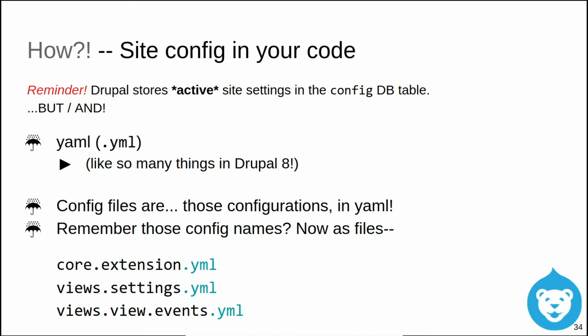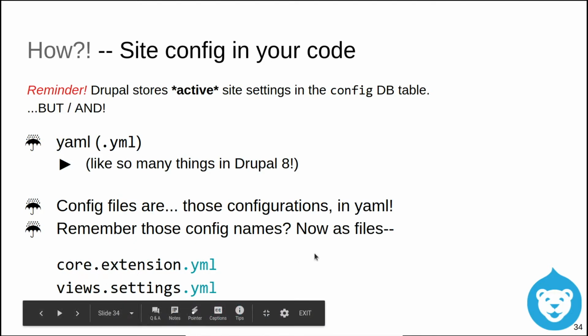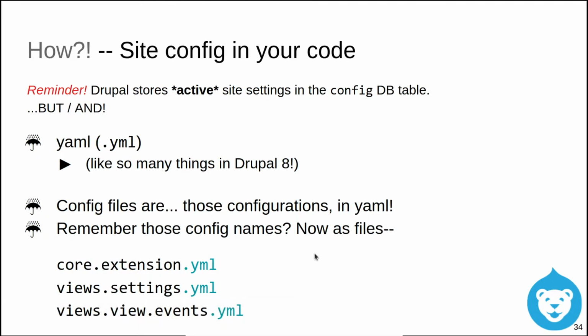So remember those config names from the very beginning, where we talked about how this is for modules that are enabled, or any project that's enabled. This is your site-wide view settings. This is your events view. It's the same names, .yml. Huh, they did look like file names, didn't they? There you go. See, full circle.